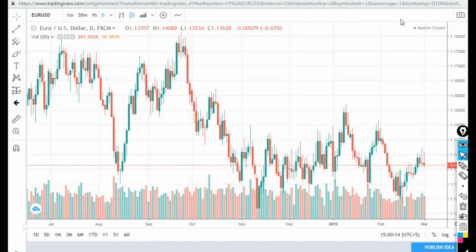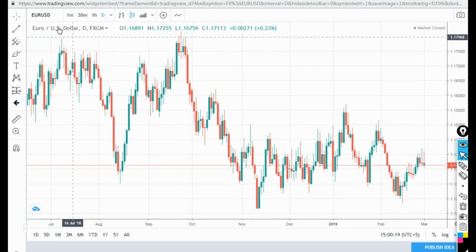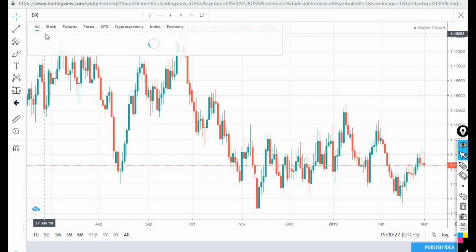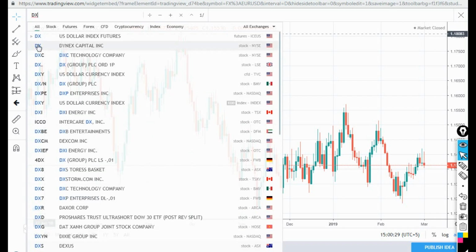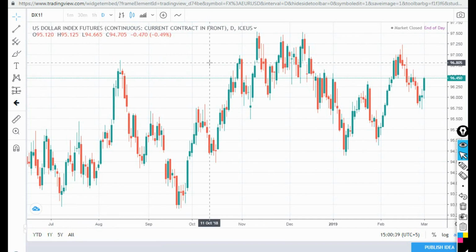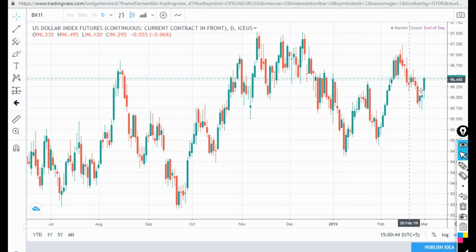So you have a chart of Euro USD, and now we are looking for DXY. So you just enter the address in the bar. It's DX, so it will open the DX. When DX opens, the dollar index future, you just click on it. It will show you DX1, DX2. You just click on DX1. So now we have a chart of US dollar index futures, and right now the market closed on 96.450.